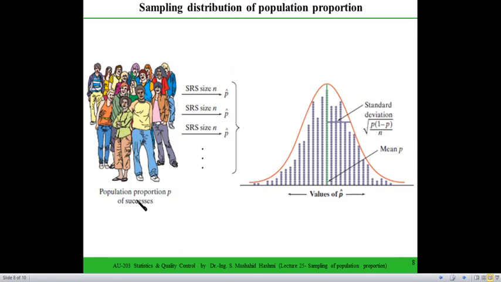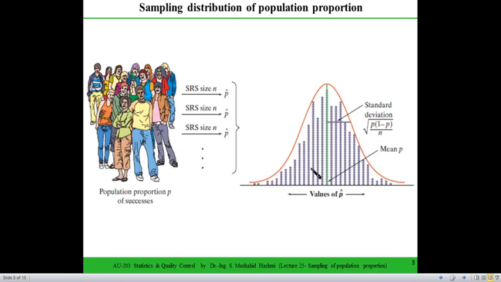Then if we have a population and we take different simple random samples from that population and estimate the sample proportion p cap, and we look at the distribution of the sample proportion, it would be distributed like a symmetrical normal distribution, with the mean value the same as the probability of success, and its standard deviation would be this. If you take the variance, it would be p times 1 minus p over n.